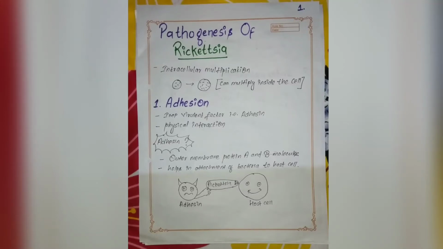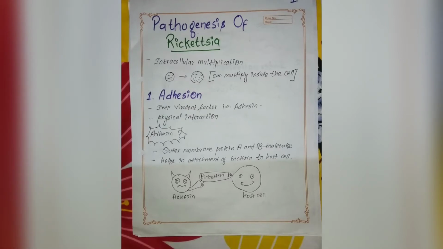In the previous video, we talked about the introduction of Rickettsia, and in this video, we are going to talk about the pathogenesis of the Rickettsia. Okay, what is Rickettsia? Rickettsia is an intracellular pathogen. It multiplies inside of the cell. Okay, and there are different factors which help in the entrance of the bacteria inside of the cell.